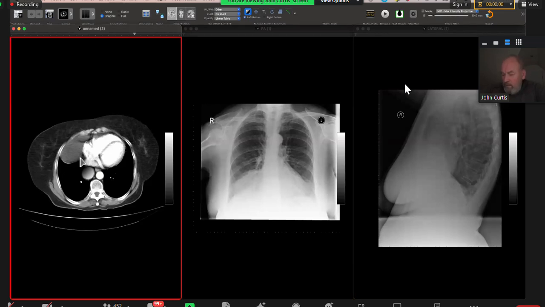Okay. So this confirms that it's a fluid density lesion, and so this could be a pericardial cyst. Another name for it is a spring water cyst, because literally when they drain it, it's like fresh water coming out. So they call it a spring water cyst, pericardial cyst.